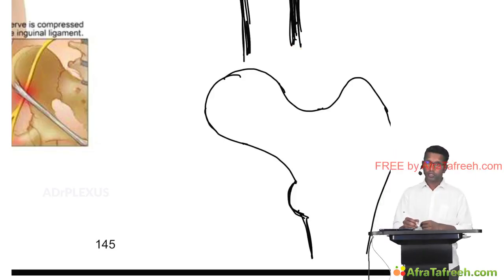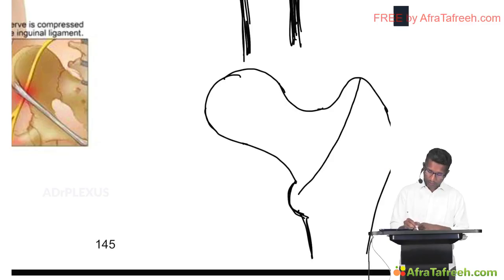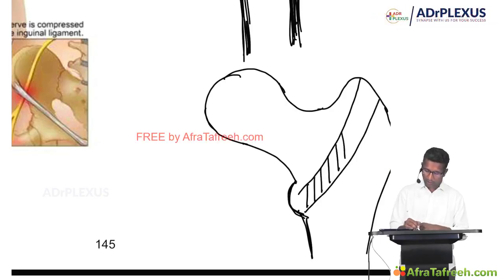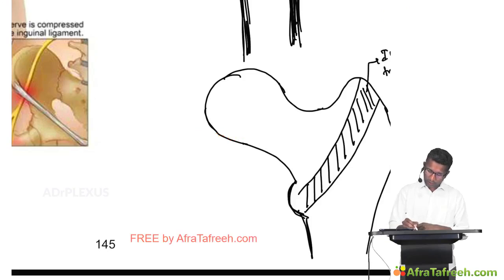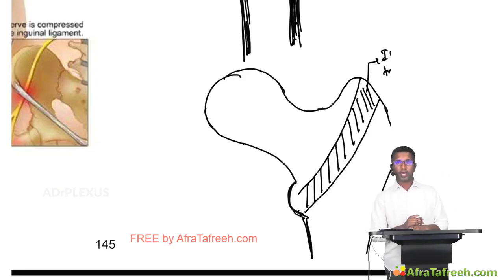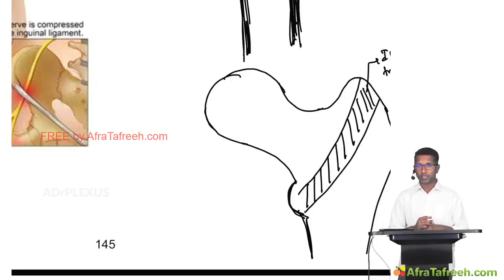Now when you see the posterior aspect of the proximal femur, there is a thick crest which runs in between the two trochanters. This crest is called the intertrochanteric crest. Now can anybody tell me what structure is attached to the intertrochanteric crest?